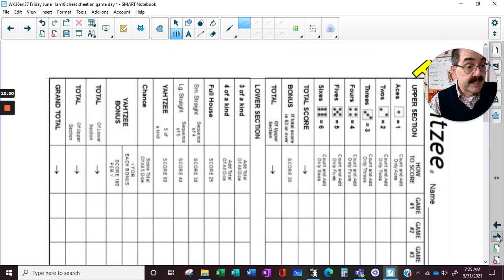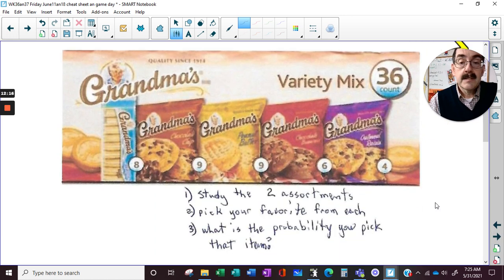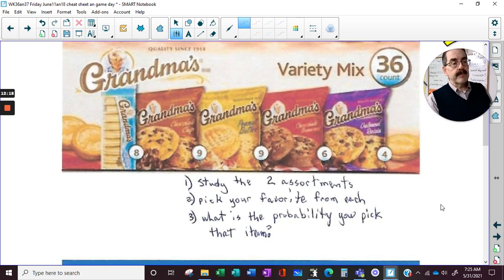Okay, Yahtzee, you got scorecards for Yahtzee. As you play, realize how difficult it is to get some of these particular categories. And picking: these assortments at the store. Study the 2 assortments. Pick your favorite from each.